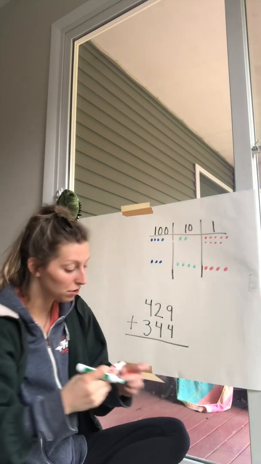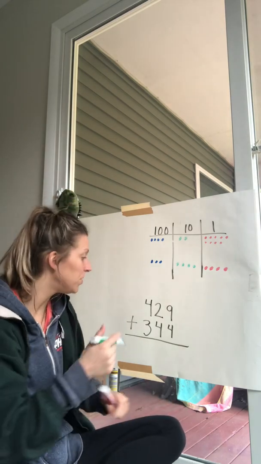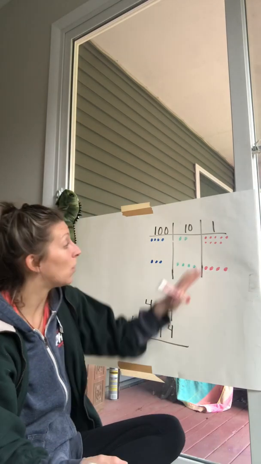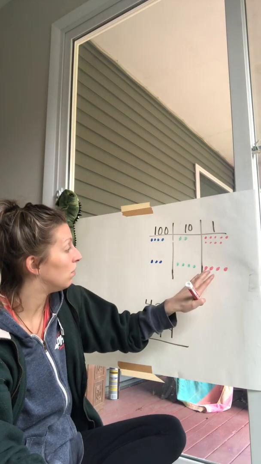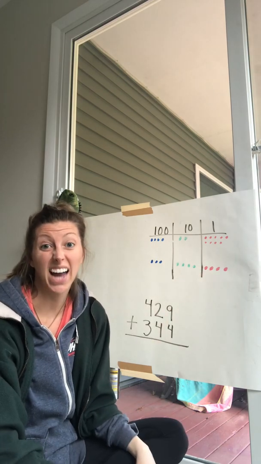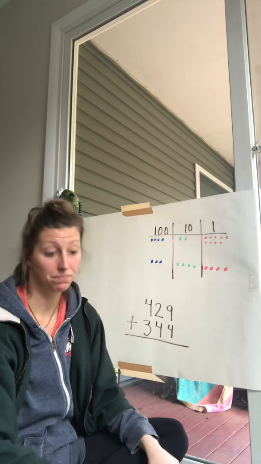In our standard algorithm, we always what? Start with the ones, right? So we have 9 and 4. Well, I already know that's going to be more than 10. So I count my 9, 10, 11, 12, 13. I can exchange 10 ones for a 10. Okay, so that's what I'm going to do.